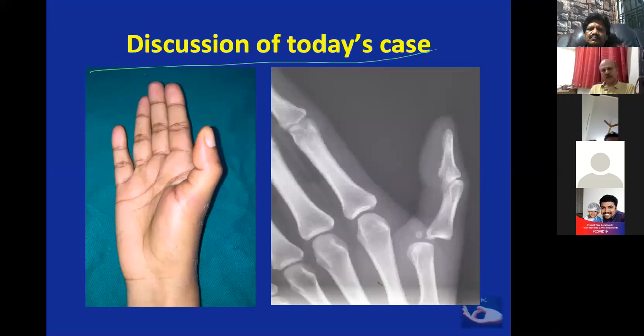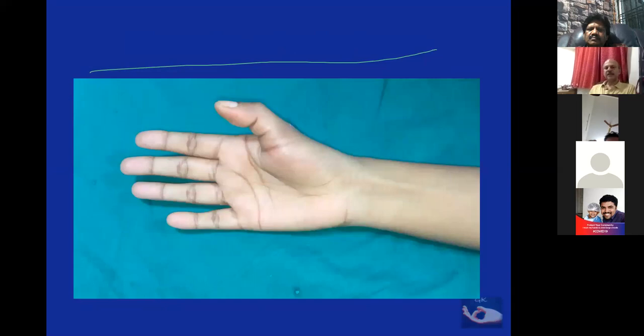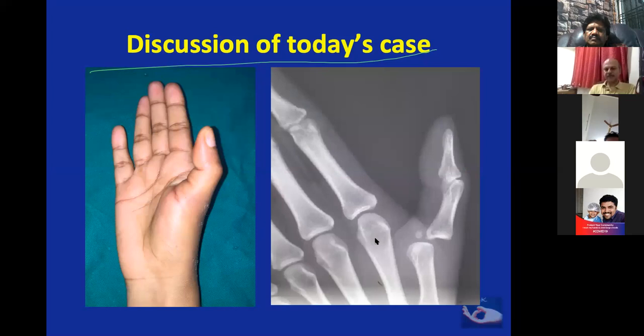Now, if you look at the X-ray, I want you to note the point there. You can make out this little bone. Are you able to make it out? This is not an avulsion fracture. This is a normal sesamoid bone of the thumb. Normally, you have two sesamoid bones in the thumb at the level of the metacarpophalangeal joint.